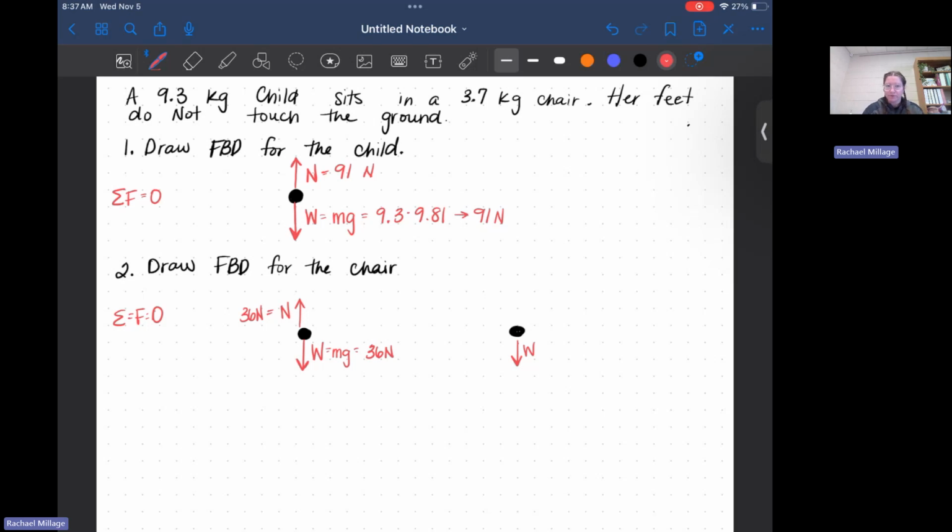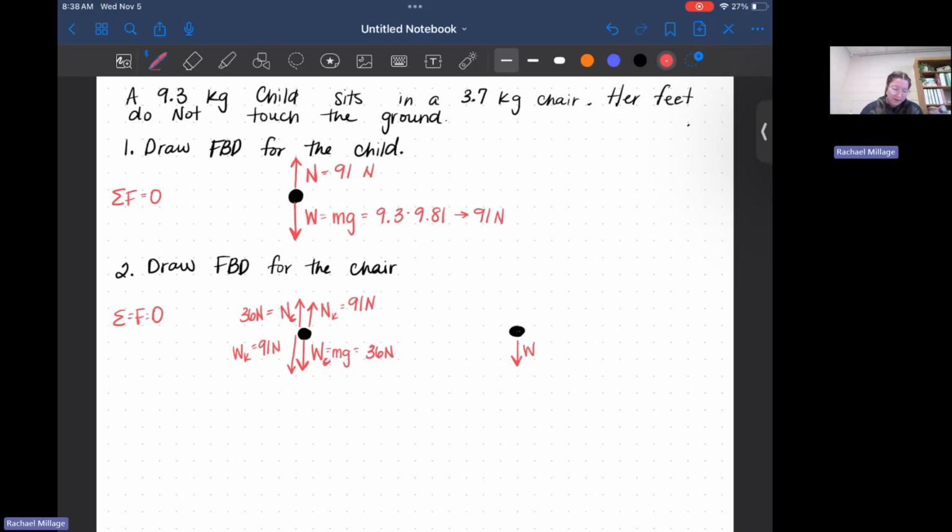But is the chair by itself? No, it's not. So we also have to account for the weight of the child. We also have the weight of the kid. I'm going to do WK. So these would be WC and normal C, weight of the chair and the normal force of the chair. And we already figured out that's 91 newtons. And then we have what would have to be the normal force to counteract the kid, which is another 91 newtons. That's one way that you could think about it.